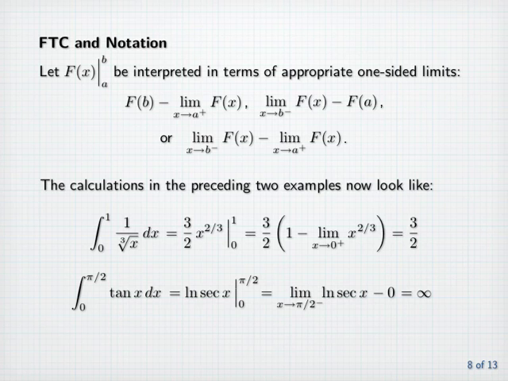So the point here is really very simple. We can use our usual notation for the evaluation of an antiderivative between endpoints, even in the case of this type of improper integral, if we simply interpret evaluation as the taking of a limit when necessary.